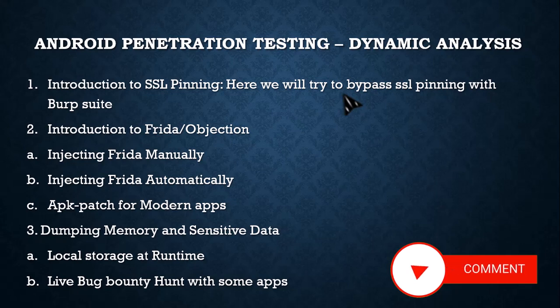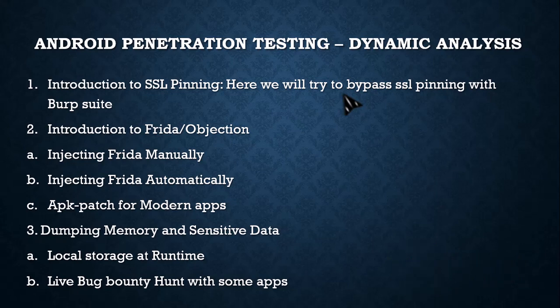Now, in Android penetration testing, the one I finished previously is called static analysis. Now, in dynamic analysis, you're going to test the app when it is running. Because in the process of running the app, there's some information that might be stored on the memory of the device you are using. So during dynamic analysis, we are going to test all those things. We are going to do an introduction to Frida and Objection. We will understand that later. We are going to inject Frida manually, and inject it automatically. We are going to patch APKs for modern apps. We are going to dump memory and sensitive data. We are going to look at local storage and runtime.